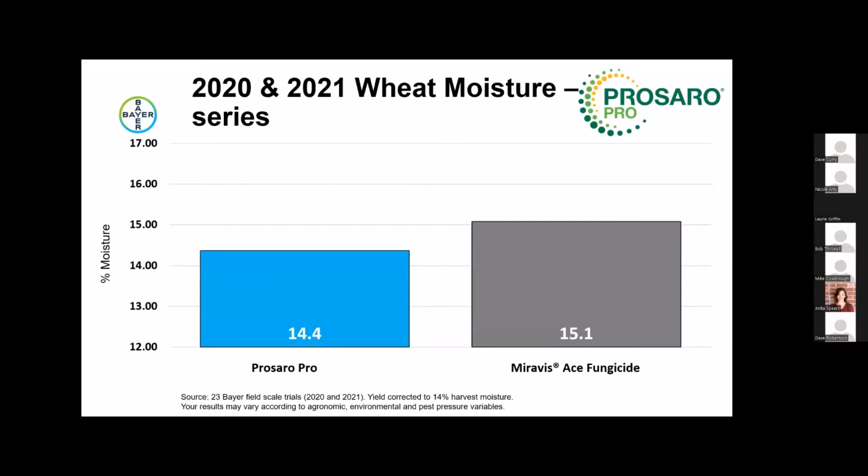One thing we did notice consistently was the difference in wheat moisture. And on these same 23 field scale trials, we found a 0.7% difference in wheat moisture at the crop. And Bracero Pro was consistently in line with harvest moisture compared to Bracero XTR or even the untreated check. And we found that the competitor was just a little bit wetter at harvest.